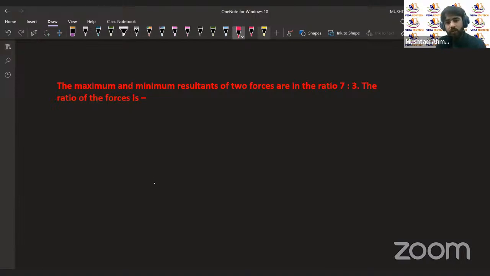Let's move on to another problem, very simple and basic. The maximum and minimum resultants of two forces are in the ratio 7:3. The ratio of the forces is, we are given two forces. Let's suppose that the two forces are F1 and F2, and let's suppose that these two forces are inclined at an angle of theta.